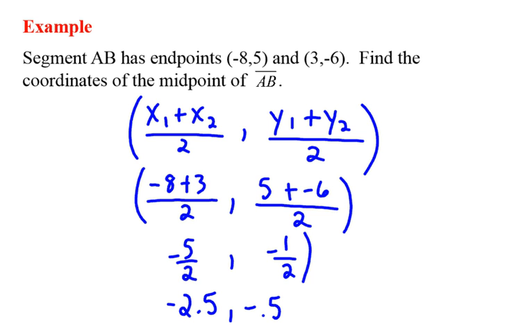So both of these would have parentheses around them. So the midpoint in fraction form is (-5 halves, -1 half). In decimal form, it's (-2.5, -0.5). So that would be the midpoint of segment AB.